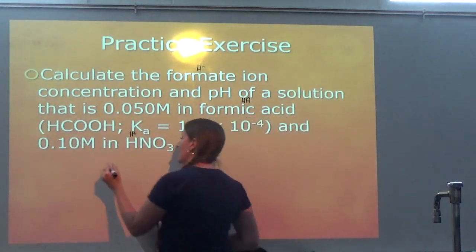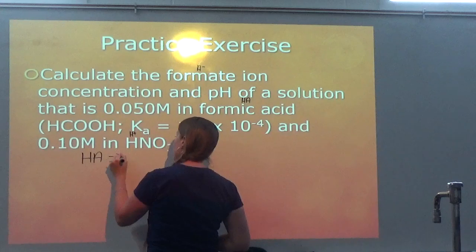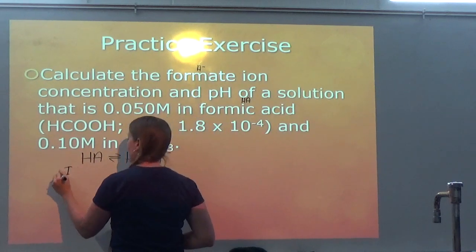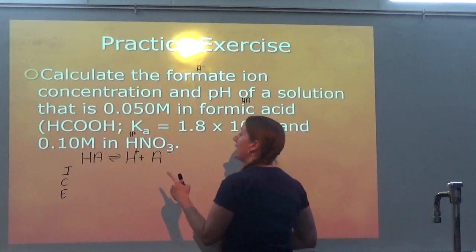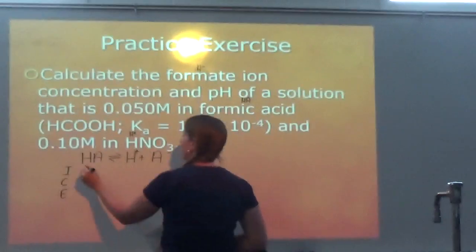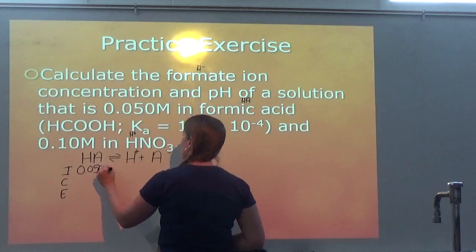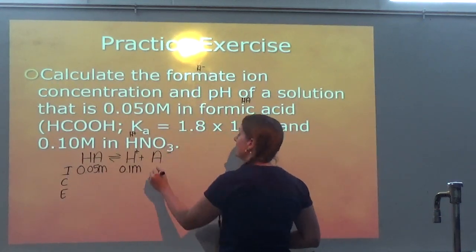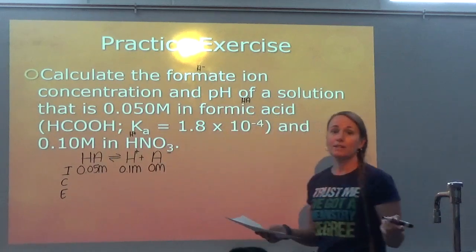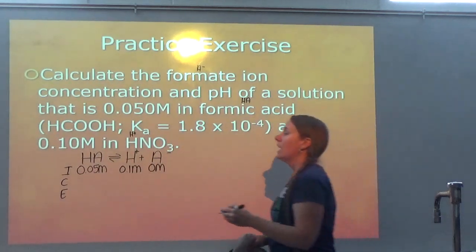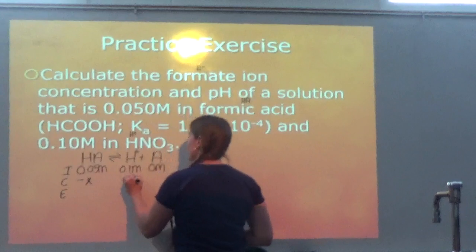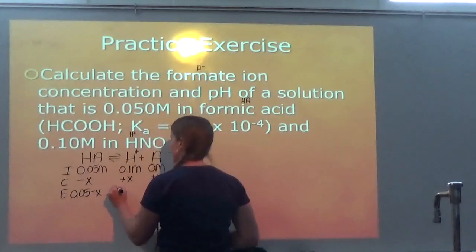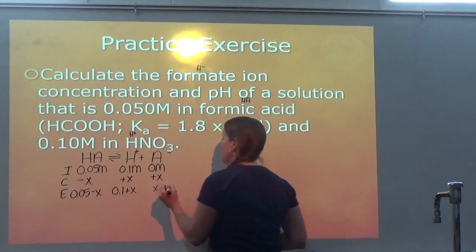Okay, so I set up my generic formula. So it tells me my HA that I'm starting with is 0.05. My H plus is 0.1. My A minus, it doesn't say we start with any formate. Okay, so we just put 0. Alright, I subtract X, plus X, plus X. So I get 0.05 minus X, 0.1 plus X, and X.